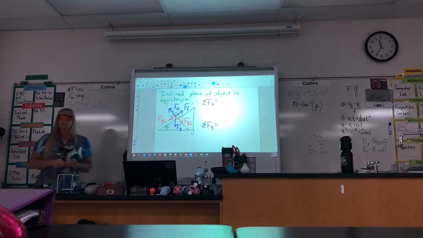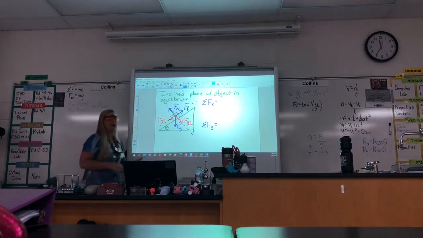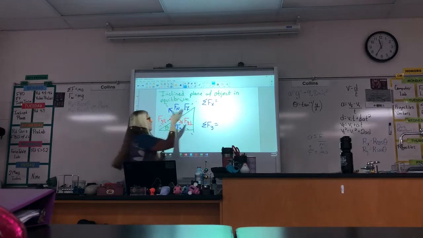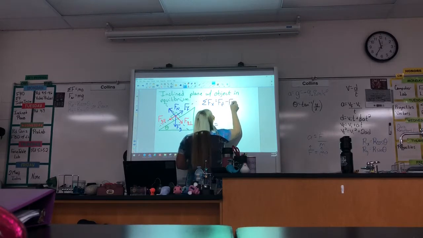In the x direction, what are your two forces? Friction and gravity. Friction and parallel. Normally I take the big minus the little. In this case they are equal, so I'm going to do right minus left. So here we go. The friction minus the parallel force.